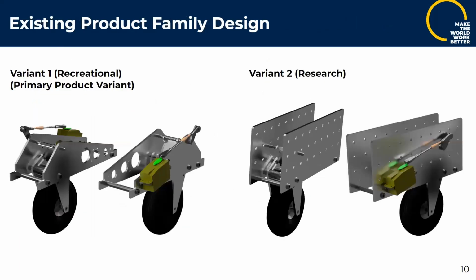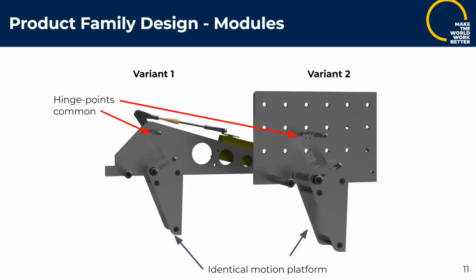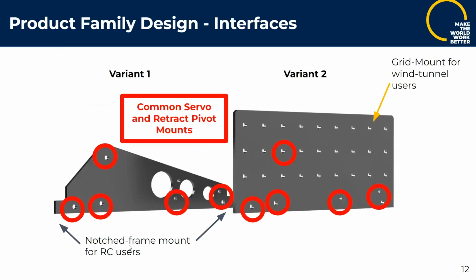Moving on here, we had two products in our family. The first one was for the hobbyists, and it looks a little bit more realistic. The second one on the right is for researchers. We're going to talk about the differences here. We have the hinge points in common between the two variants, so the mechanism will actually move identically. But moving on to the next slide, we see the only difference between them is how you mount them, with variant 2 for researchers having a grid mount to be able to mount it into a wind tunnel.